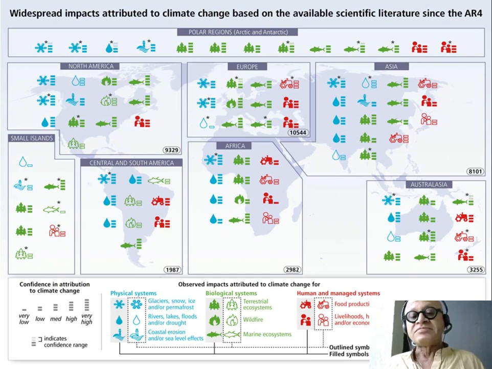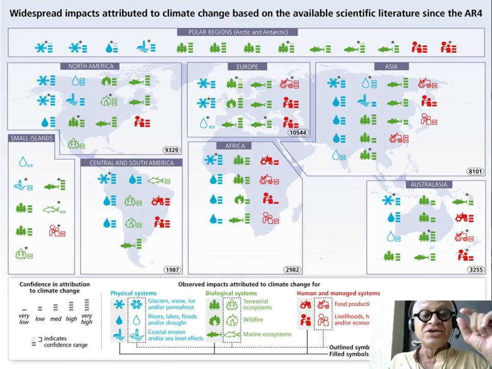In the biological systems, you have terrestrial and marine ecosystems and wildlife and so on. In the human and managed systems, obviously you have food production, livelihoods, health, and economics. Okay, the evidence that is found is then verified to the best extent possible, based on the robustness of the data, the reproducibility, the accuracy, the precision, and so on, and it is graded. So the grading is shown around here. It is a confidence in the attribution to climate change.